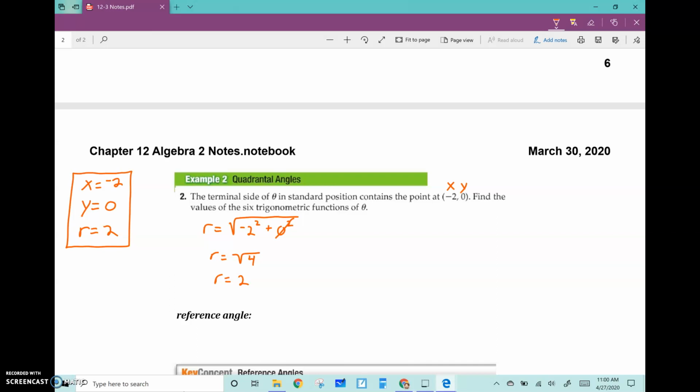All right. So moving forward, what we're going to do now is figure out what our 6 trig functions are. Now that we have a 0 in play, some of these are not going to work. All right. So let's go ahead and list sine, cosine, and tangent.